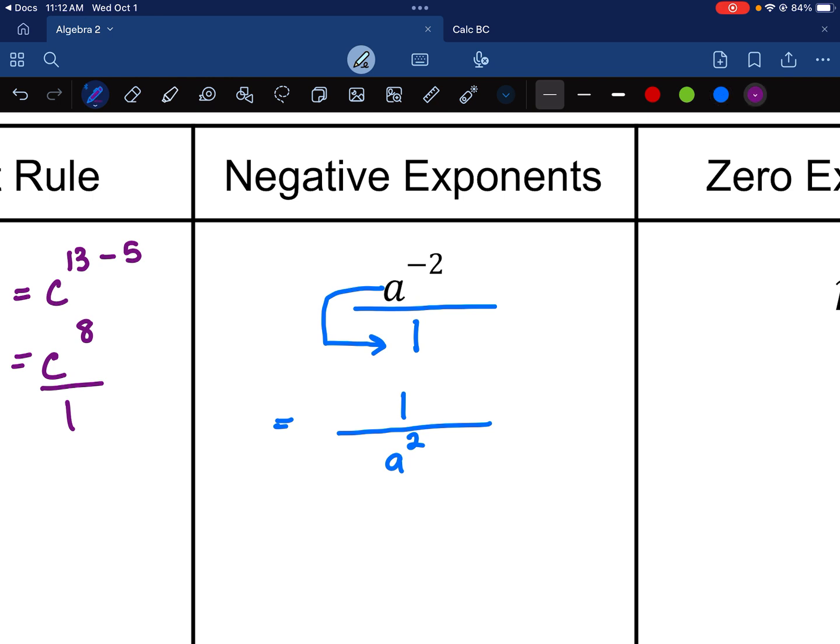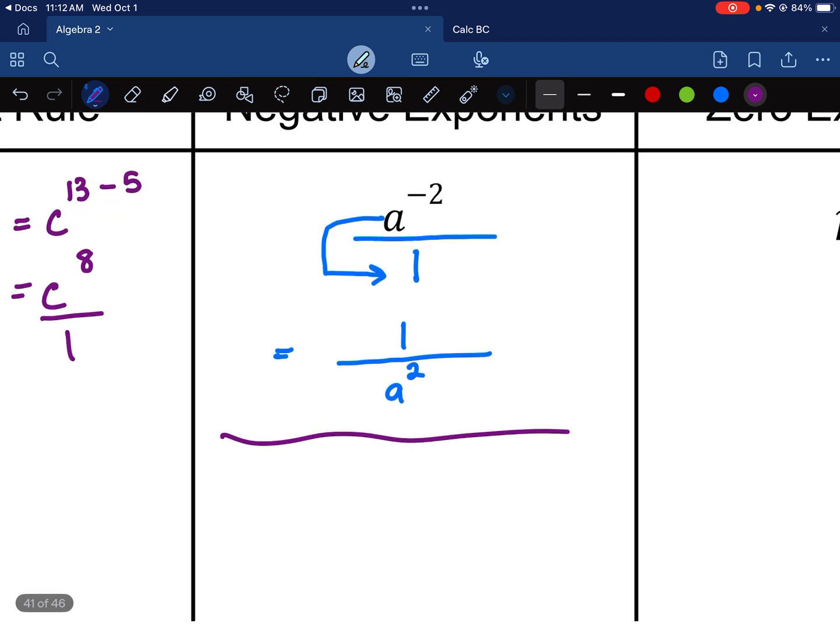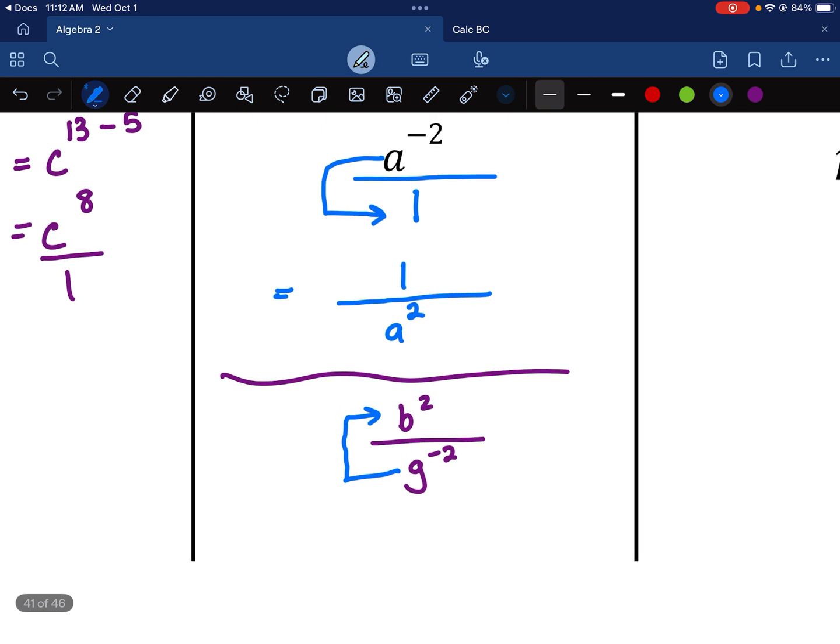The other way you could see it is if it was already in fraction form. So let's do b squared over, let's say, g to the negative 2 power. Then this g to the negative 2, again, the only power that negative 2 has is it can move. So we can move that up to the top, and we get b squared times g squared all over 1.